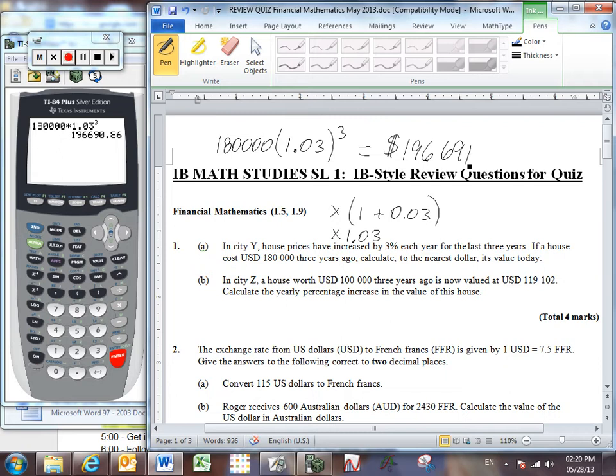Alright, in City Z, a house worth $100,000 3 years ago is now valued at $119,102 American dollars. What is the yearly percent increase in the value of the house? Alright, so now our $100,000 house is being multiplied by some amount. I'm not sure what the percent increase is, so let's just make it 1 plus R, where R represents that yearly percent increase that we're trying to find.